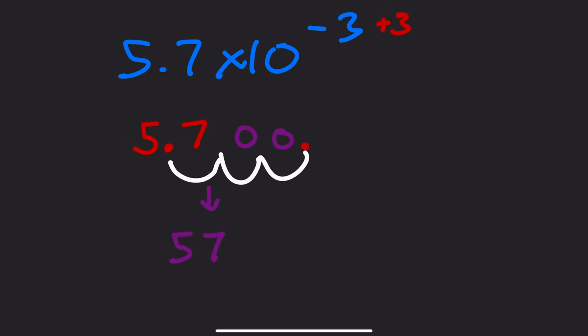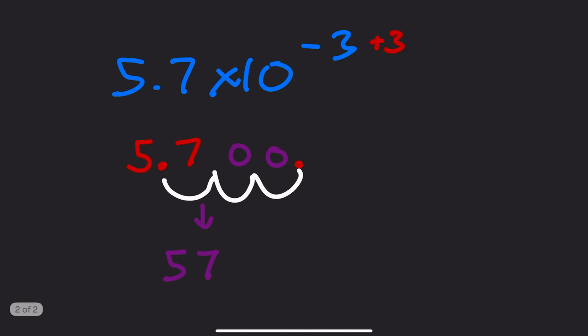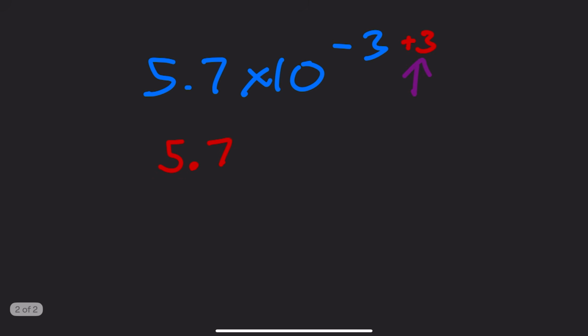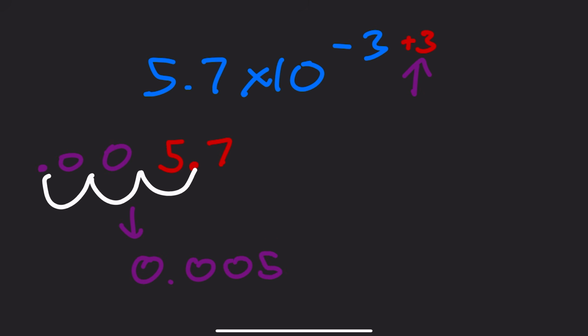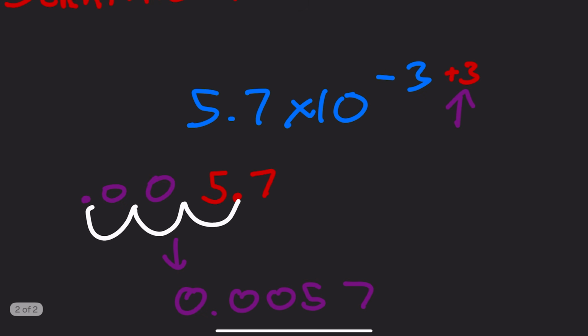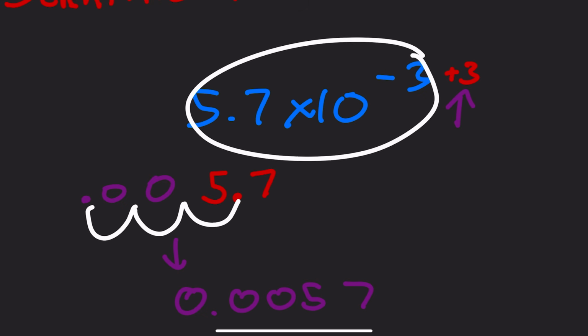I made a mistake, y'all. I have made a mistake. I'm so sorry for recording it so late, but remember, when we add 3, we move to the left. So we're going to move to the left, 1 space, 2 space, 3 space. Okay, so I'm going to put a 0 right there and there, and my decimal point goes to the end. So if we rewrite this, it's going to be 0.0057.